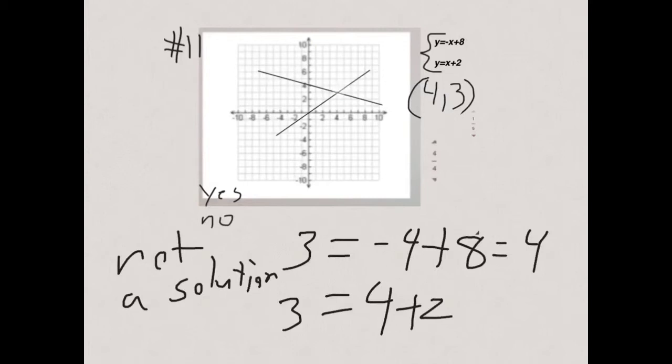So if you see one that has a graph and you have a system like this one right here, well, where do I get my ordered pair? From right here where they intersect.